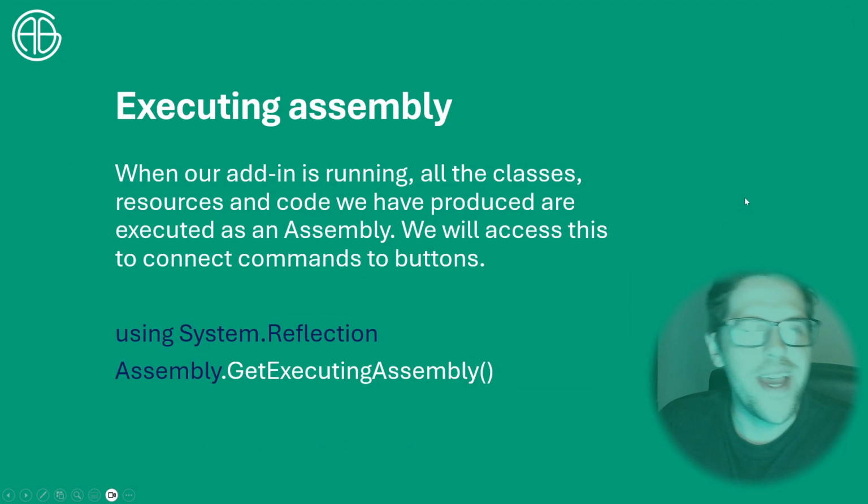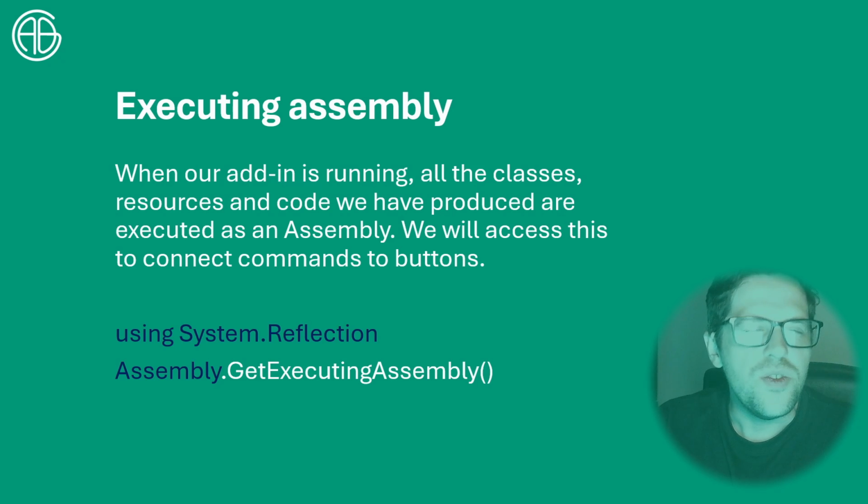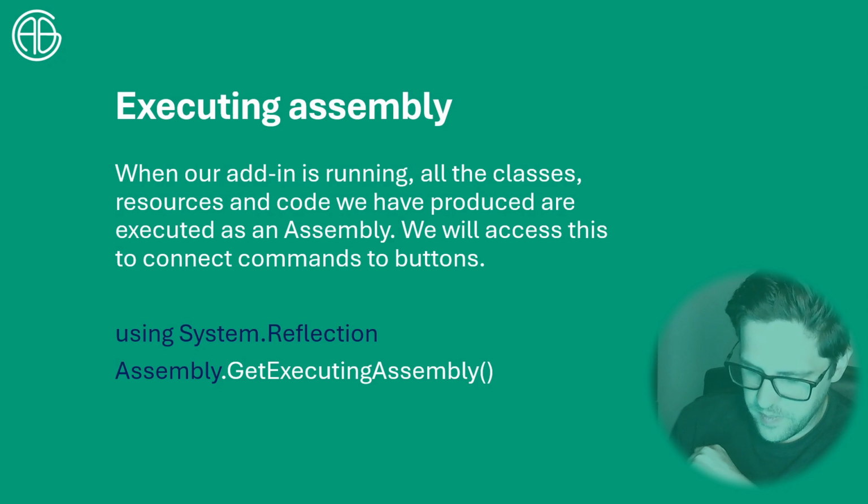We're also going to be using the executing assembly. So when we're running our add-in, all these classes, resources, and the code we've written are treated as an assembly that is executed by the program. We're going to access this using a system library. System isn't a part of the Revit API, it's part of the Windows collection. So in this case, we're going to use System.Reflection, which will give us access to things that we don't usually get to access, but reflection's an interesting technique we'll talk about later. This library allows us to retrieve the assembly that is currently being executed, which we will need in order to create our push button data.